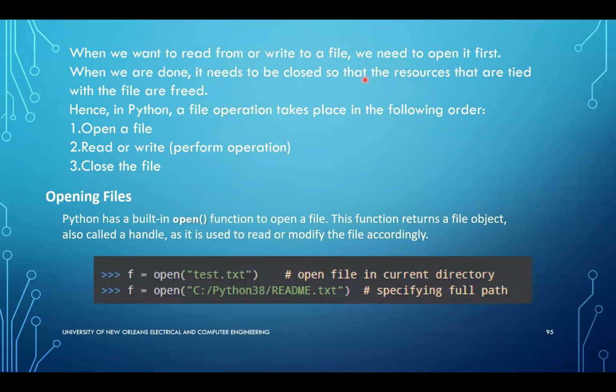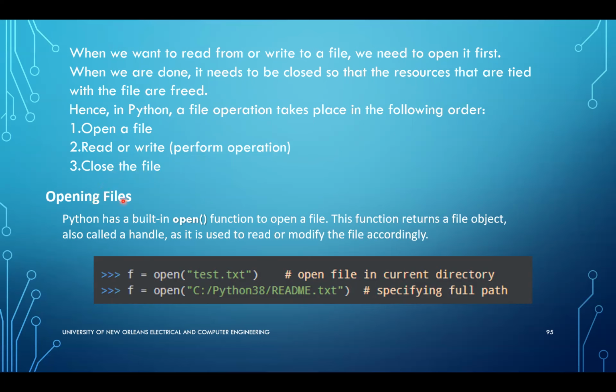When we want to read from or write to a file, we need to open it first. When we are done, it needs to be closed again, so the resources that are tied to the file are freed. So in Python, a file operation takes place in 3 steps. We open a file, we read or write, and do whatever we want to do with it. If we read it, we do something with it; if we write to it, we write something to it. And then we close the file. It's as simple as that.